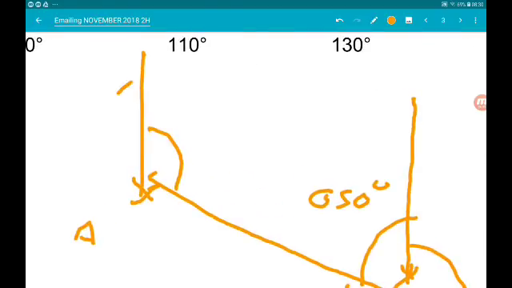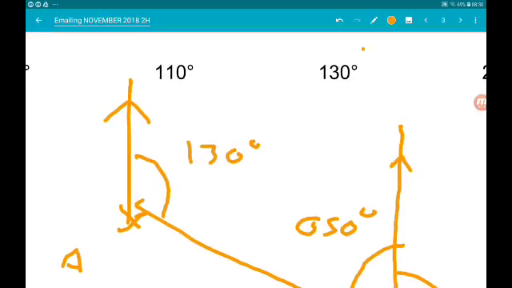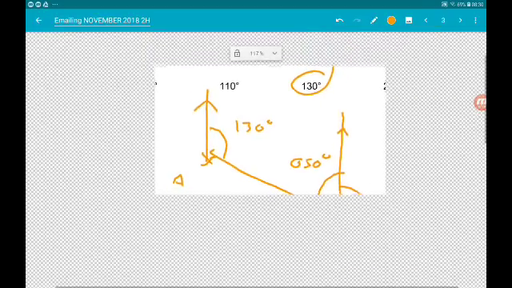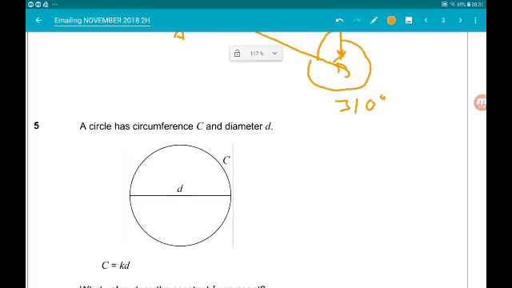Remember the north lines are parallel, so these two angles are co-interior, which means they add together to give us 180. So this angle, or bearing, has to be 130. Cool.